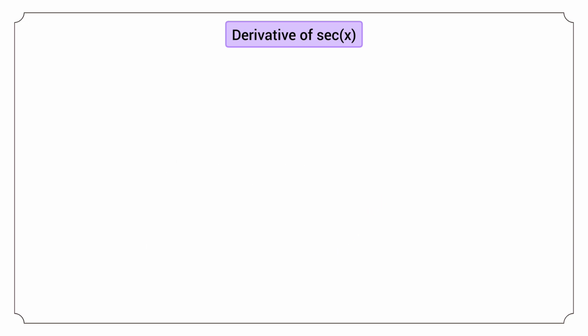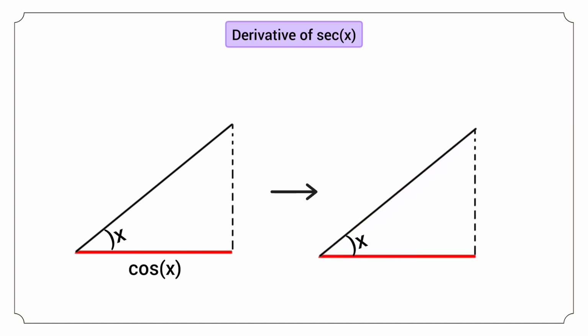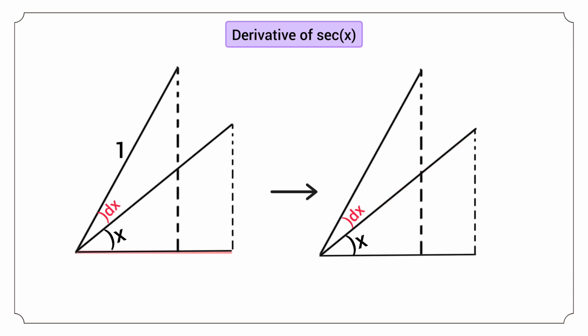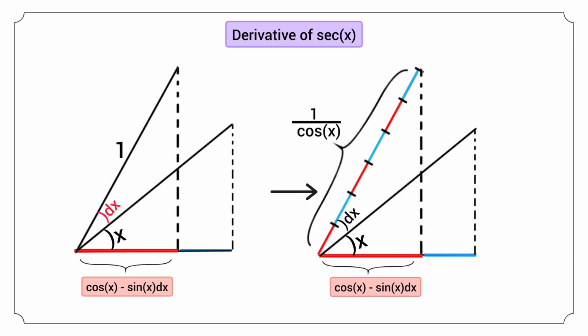With that in mind, we can visualize secant x as the number of cos x values that can be inserted inside the hypotenuse of unit magnitude. In the first term, we can notice that cos x is reduced by a small value of sine x multiplied by dx. We will first insert this reduced cos x value into the unit magnitude so that we get the reference secant x.